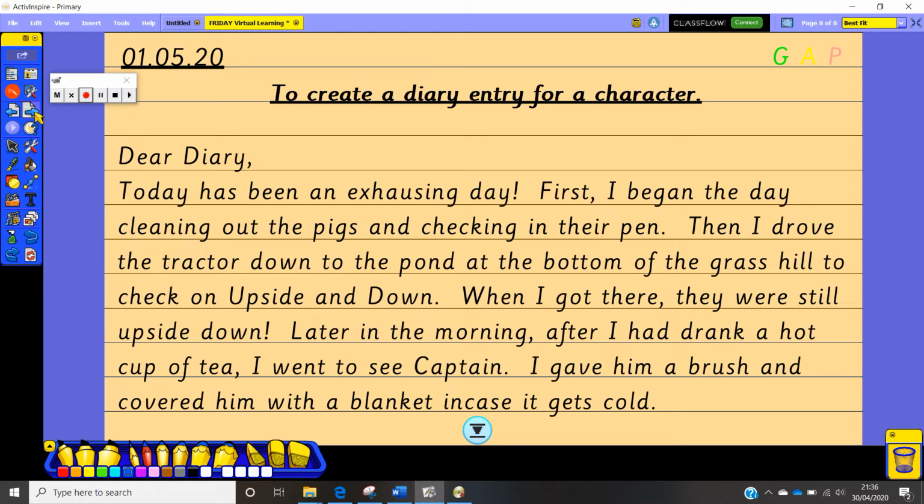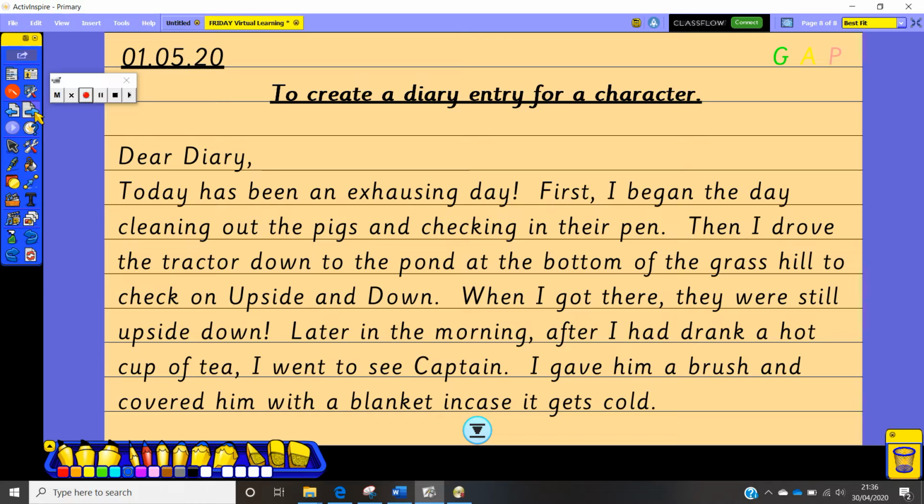So here is the start of Farmer Rafferty's diary. This is definitely not the end of his diary, and it's definitely not his full day on the farm, because I want you to have a go at writing his full diary for the full day.